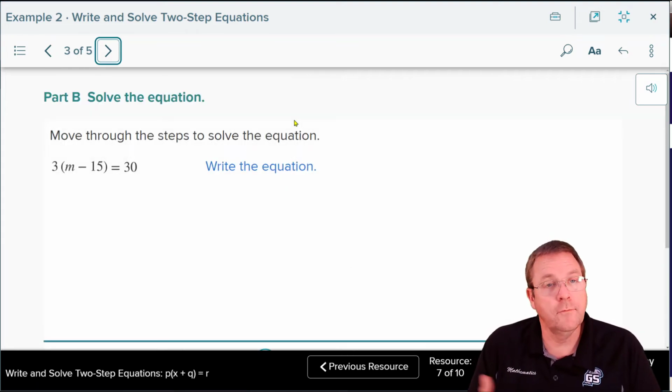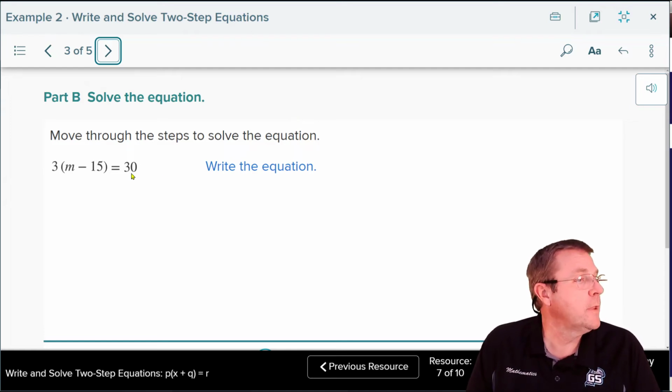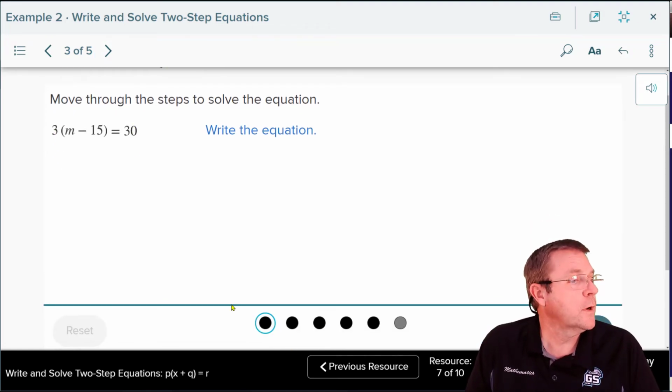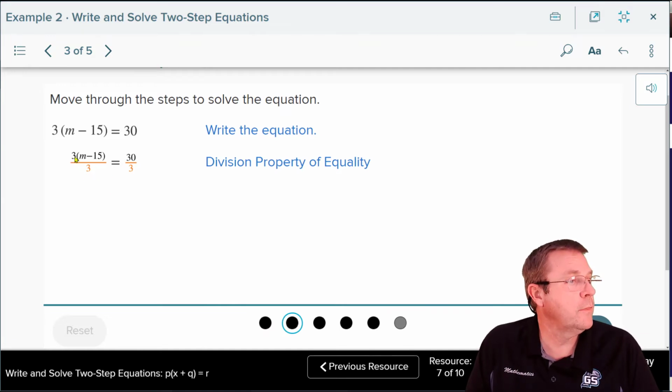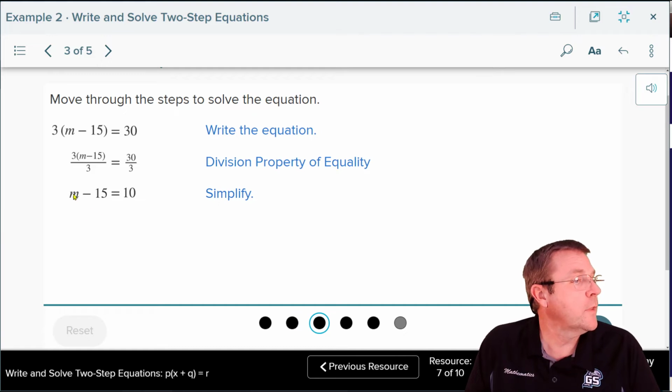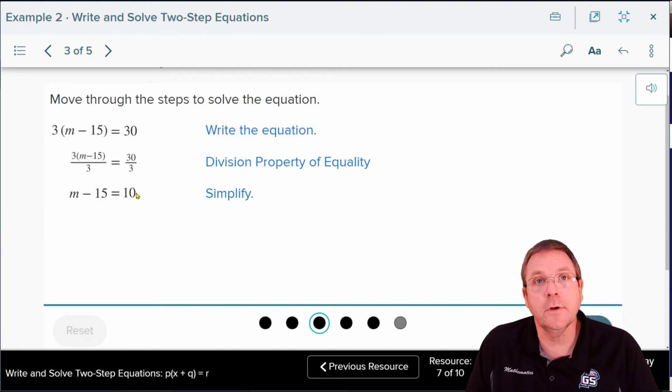You could use the division property of equality, or you could use the distributive property. Because 30 is divisible by 3, I'm going to use the division property of equality to go after it. We're going to divide by 3 on both sides. These 3's divide out, so you put a line through them, and 30 divided by 3 is going to equal 10. From there, I can say M minus 15 is equal to 10.